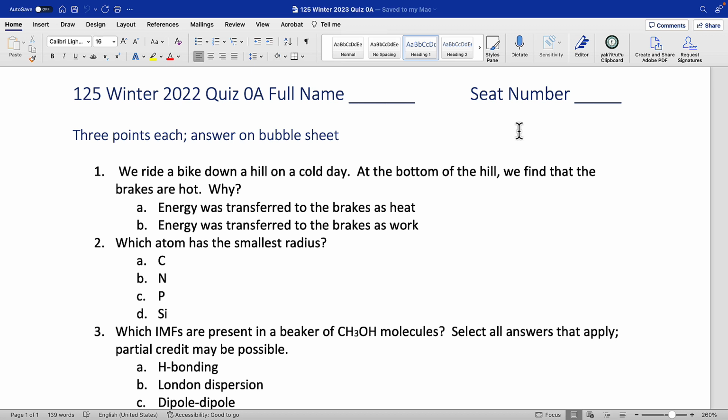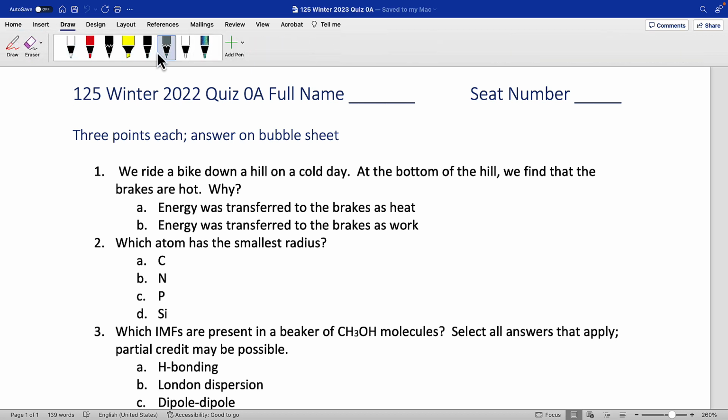Number 1, we're riding a bike down a hill. We find the brakes are hot. So why did they get hot? Clearly, if they got hot, it looks like there was an increase in thermal energy of the brakes. So we can say that thermal energy went up, the internal energy went up because the temperature went up.